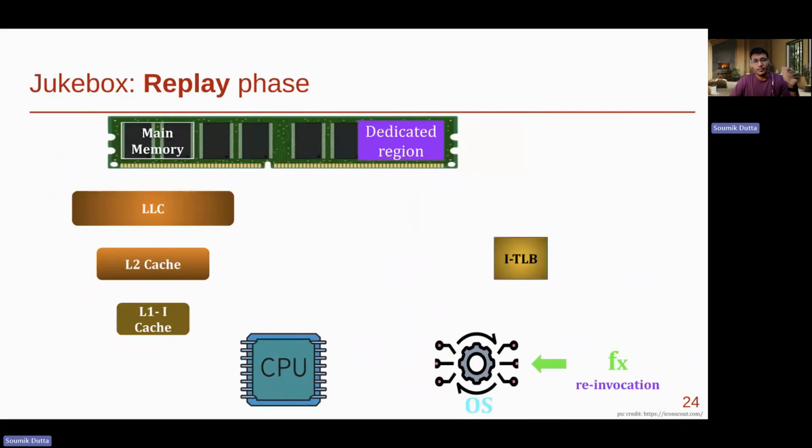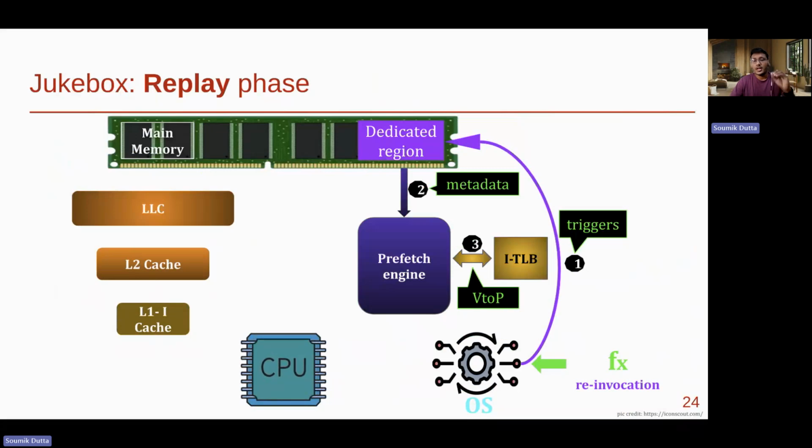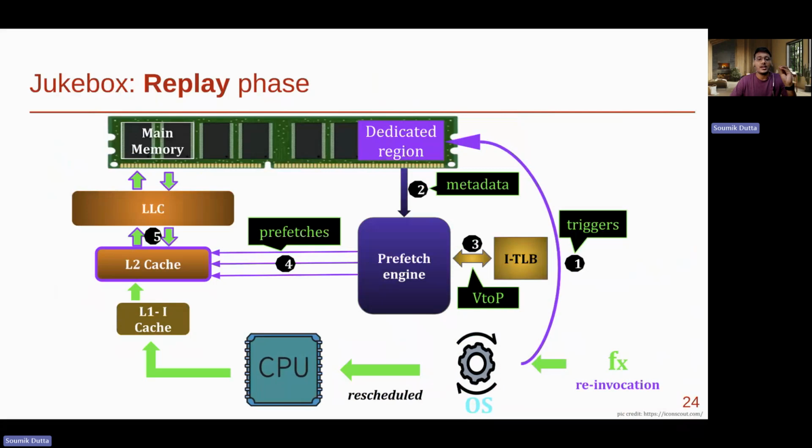In the case of replay, when the OS senses the reinvocation of the same function, it triggers the fetch of the metadata from the dedicated region into a prefetch engine, which first does the virtual to physical address conversion, and it warms up the ITLB also. It prefetches into the L2 cache, so that when the function actually demands from the memory hierarchy, it gets a hit from the L2 cache.